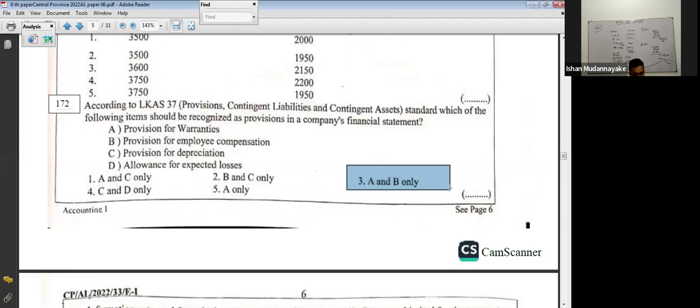Provision for depreciation cannot be considered as a provision. That is why the standard now says accumulated depreciation. Without mentioning provision for depreciation, they use accumulated depreciation. D also we can't take. Provision allowance for expected loss, no, we can't take. That's why it is called allowance for expected loss, without using provision for doubtful debts. A and B, only A and B.